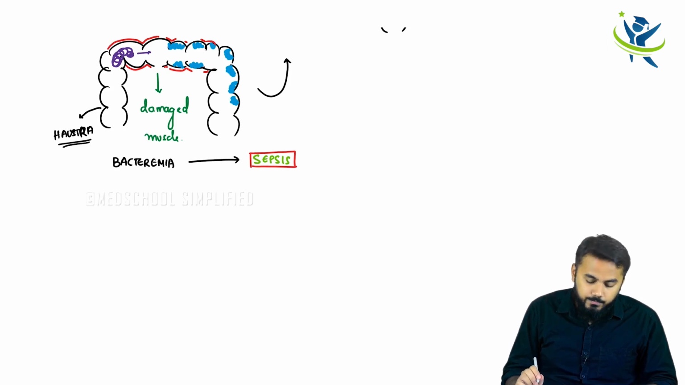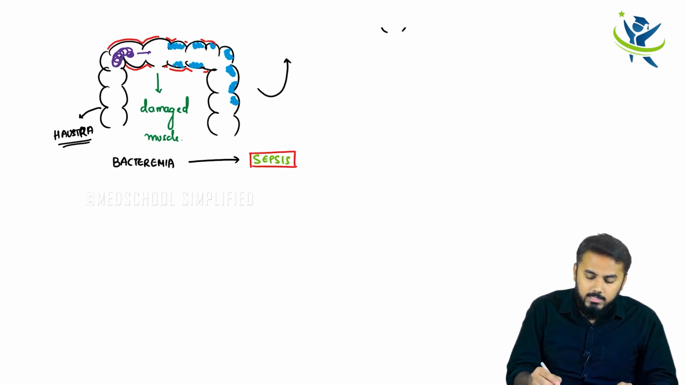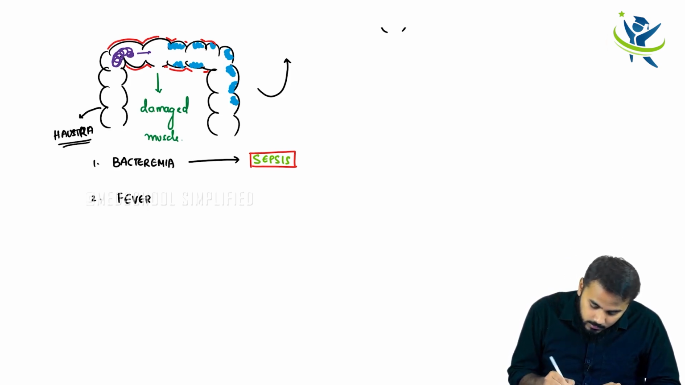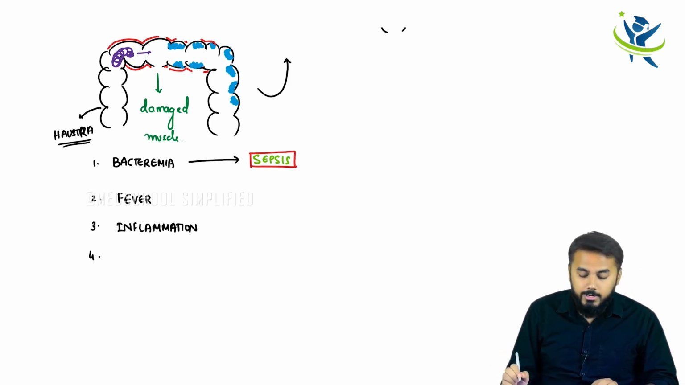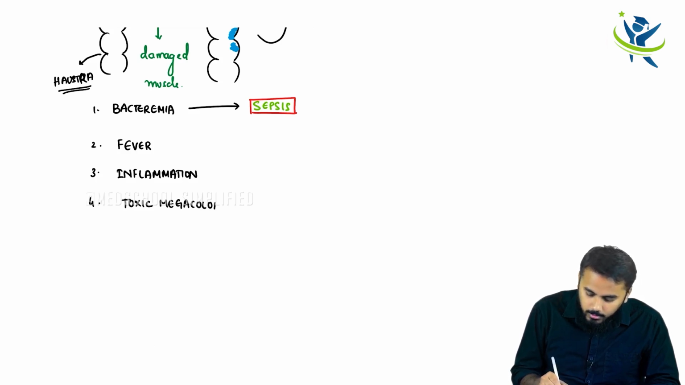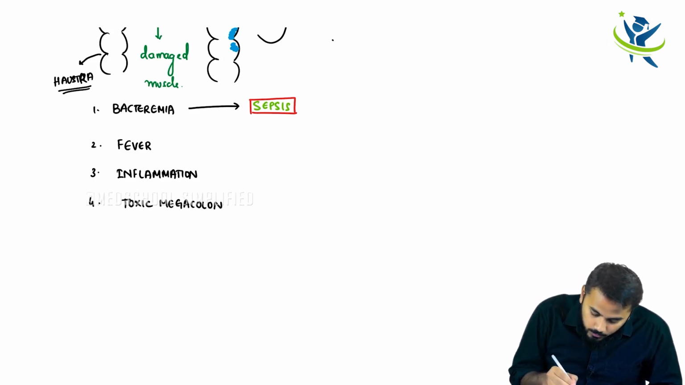Okay, right. So what are the most important things that are happening now, guys? One is bacteremia. Second, the patient will have fever, right? Third, the patient will have inflammation. Obviously the entire bacterial discussion is about inflammation. The fourth important point is it can even cause toxic megacolon. So these are the most important things you need to know.